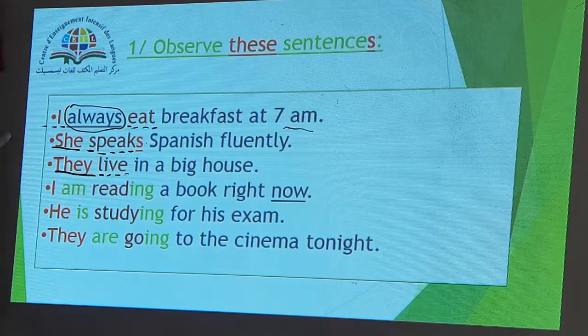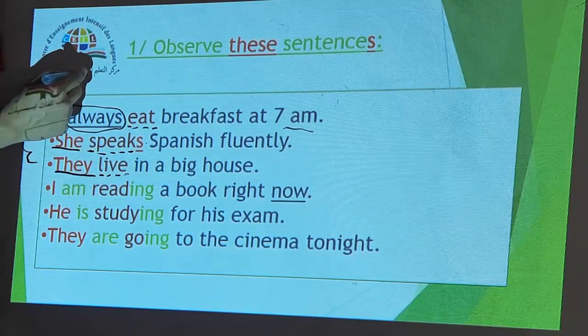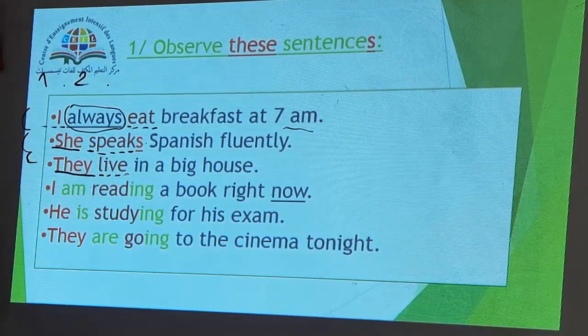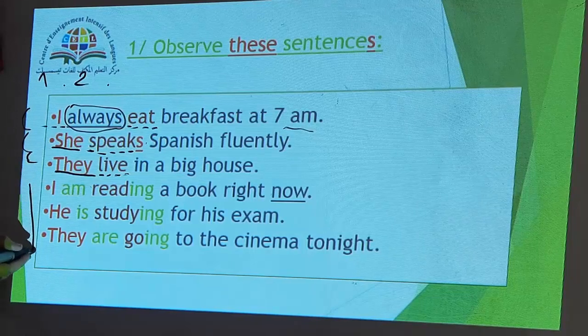Okay? So these are the three functions of the present simple. We use the present simple in order to talk about a fact. And also, we use the present simple in order to talk about habits. We use also the present simple in order to talk about a permanent situation. Okay, let's move to the present continuous.